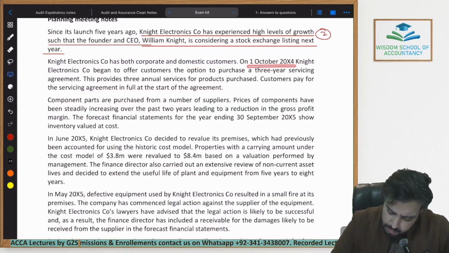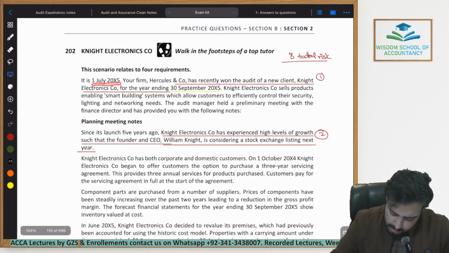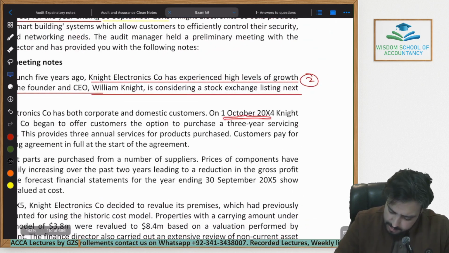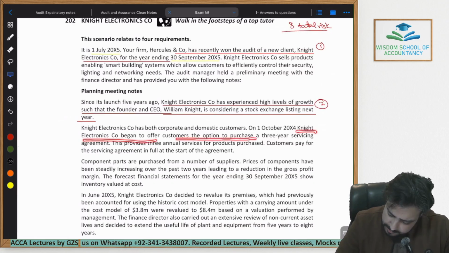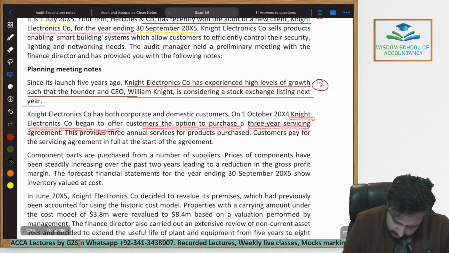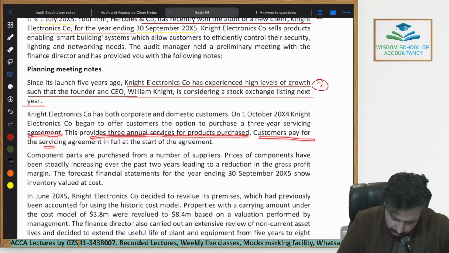On 1st of October 2014, what was the start of the year of this company? It was 1st of July. So this falls within our year end. On 1st October 2014, Knight Electronics Corporation began to offer customers the option to purchase a 3-year servicing agreement. This provides 3 annual services for products purchased. Customers pay for the servicing agreement in full at the start of the agreement.